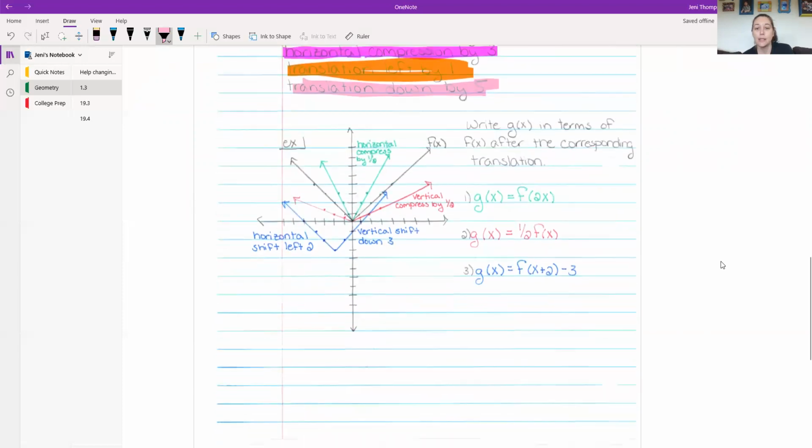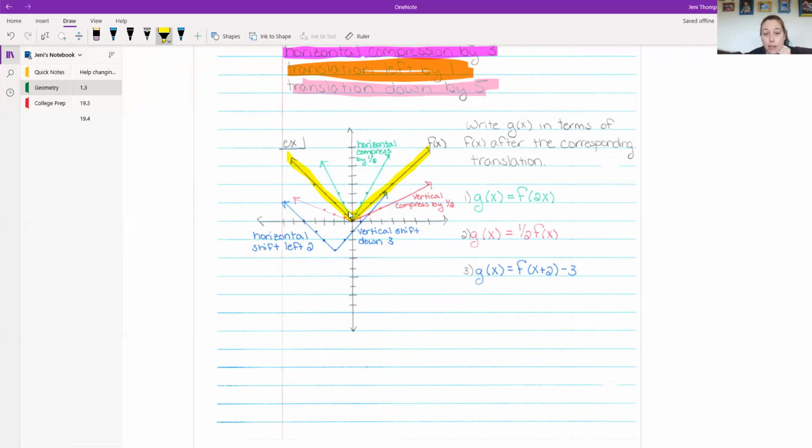And then here, our next example, this is just all the different things that are happening to our graph. Our parent graph right here, here's what we started with. There's our original f of x. So our example is asking us to write g of x. G of x is going to be all the different translated functions of our original function f of x, in terms of f of x after the corresponding translation.